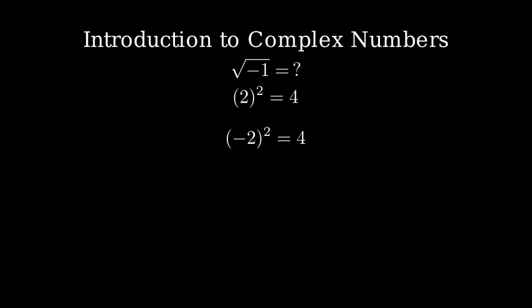To address this mathematical challenge, mathematicians invented a new number called i. We define i as the square root of -1. This means that i squared equals -1. With this new number, i, we can now take square roots of negative numbers.